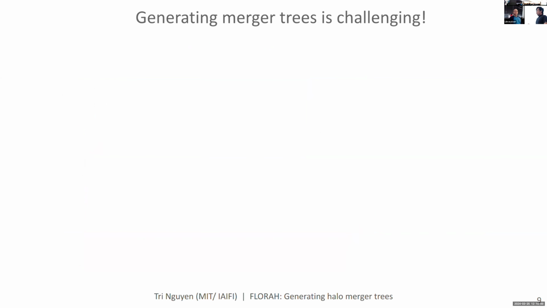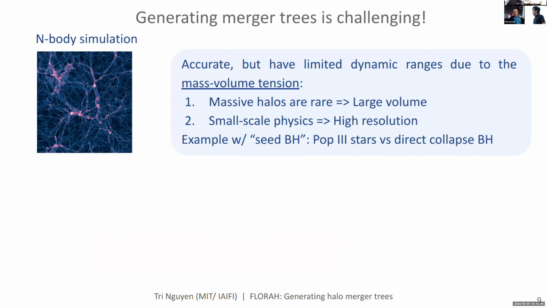But generating merger trees is also very difficult because N-body simulations are typically very accurate, but they're also limited by resolution, which leads to something called the mass-volume tension, meaning that if you want to capture massive halos, you want a bigger volume simulation because those massive halos are more rare. But at the same time, for small scale physics, you want higher resolution, and you cannot have high resolution and large volume at the same time because the computational time will scale up way too fast.